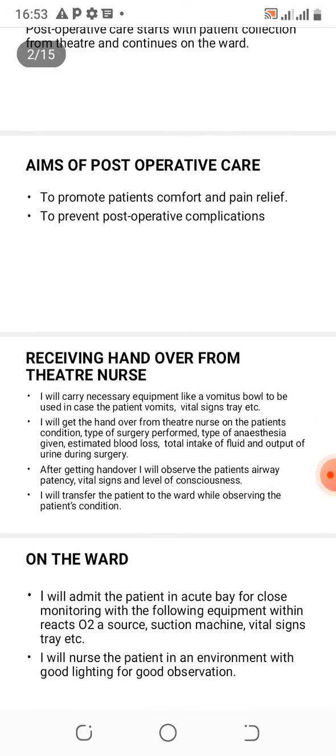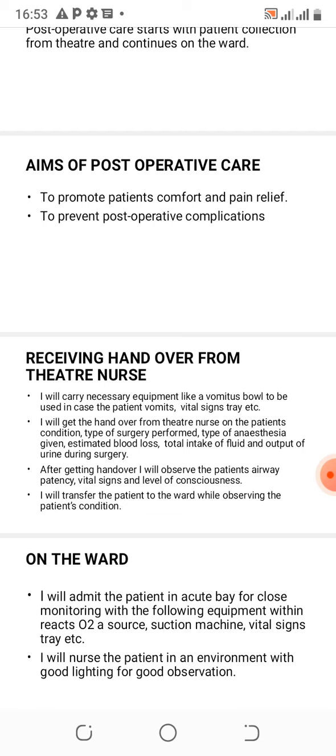Receiving the handover from the theater nurse. I will carry necessary equipment like a vomiting bowl to be used in case the patient vomits. Also carry a vital signs tray. Sometimes you may find the vital signs tray in theater, so you may use it to check the patient's vital signs. I'll get the handover from the theater nurse on the patient's condition, type of surgery performed, type of anesthesia given, estimated blood loss, total intake of fluid, and output of urine during surgery.